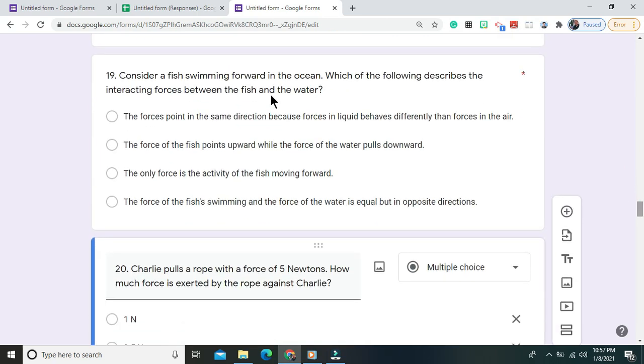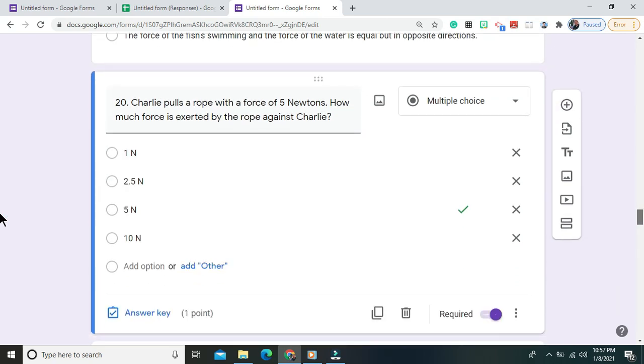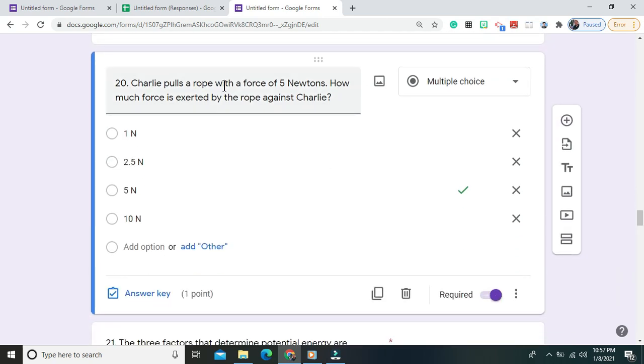Number 19. Consider a fish swimming forward in the ocean. Which of the following describes the interacting forces between the fish and the water? The correct answer is the force of the fish swimming and the force of the water is equal but in opposite directions. Number 20. Charlie pulls a rope with a force of 5 newtons. How much force is exerted by the rope against Charlie? The correct answer is 5 newtons.